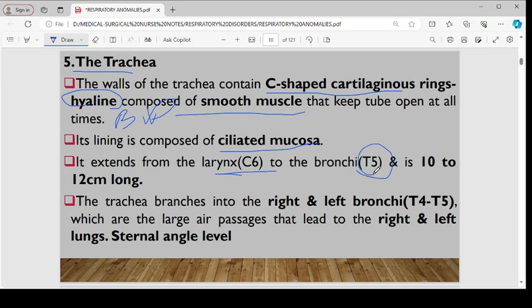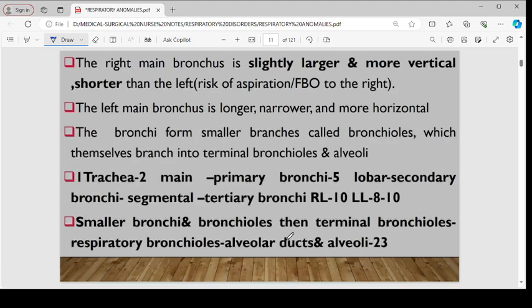In terms of its length, it's about 10 to 12 centimeters long. The trachea branches into the right and left bronchi at the level between T4 and T5. And you find that the bronchi are large air passages that lead to the right and left lungs. All right, so we're looking at that sternal angle region.